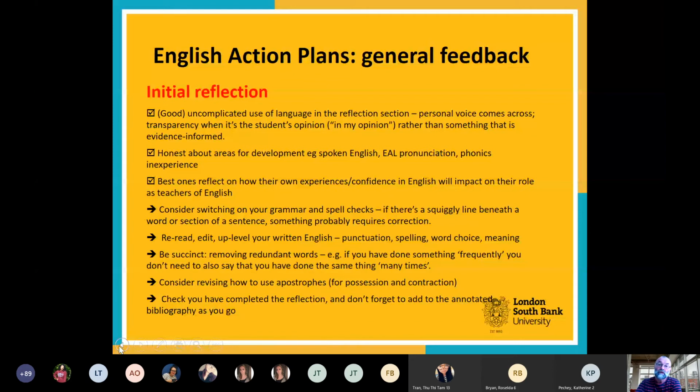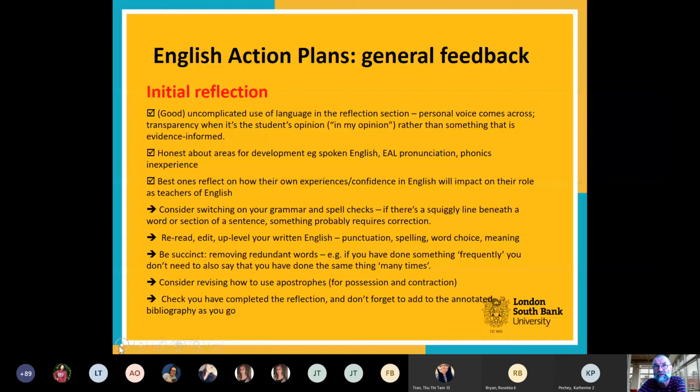But often it will flag up that you've got an incorrect word there, or a word that is not recognized, the spelling is not recognized. So have a look at it, use it as a critical friend. Sometimes you'll have a squiggly line under a clause, or sometimes even under a sentence. If it's under a sentence, it's probably flagging up that you've not written a full sentence.